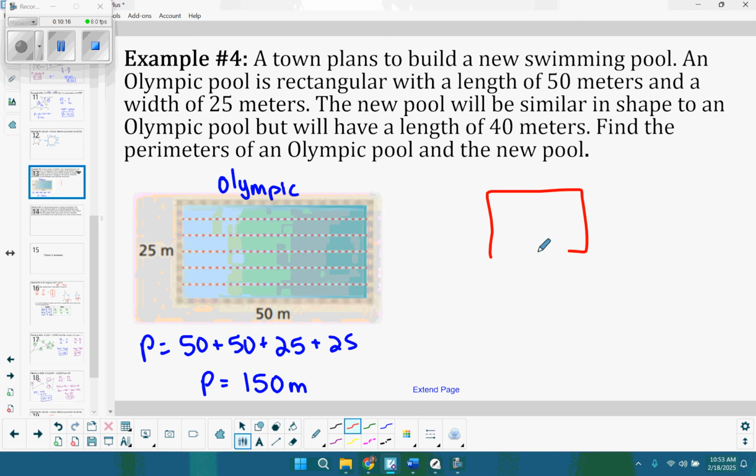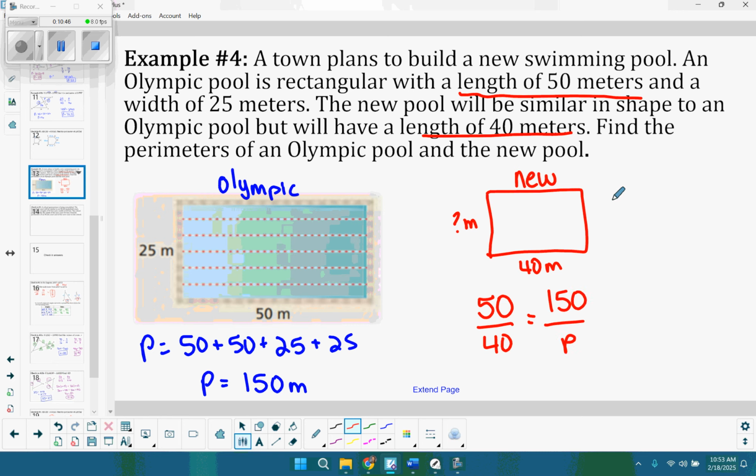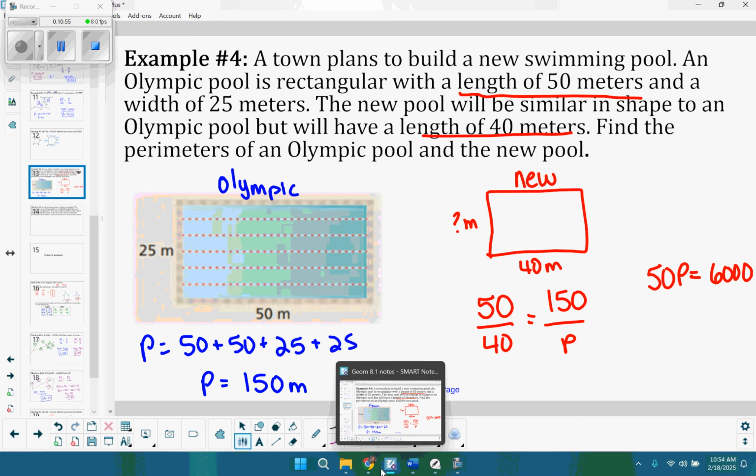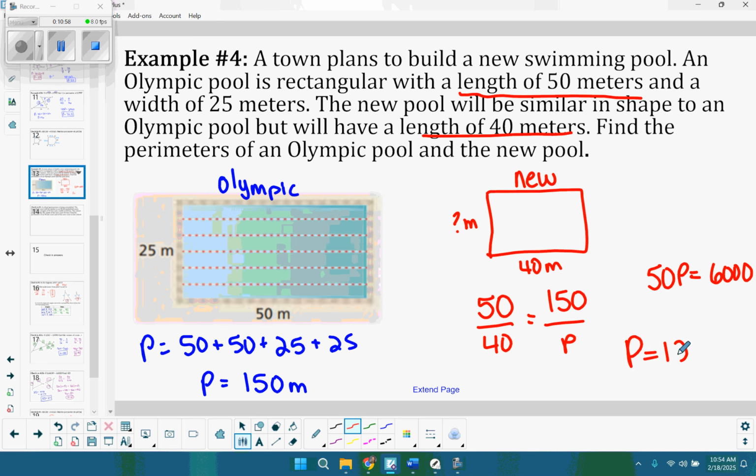Our new pool will have a length of 40 meters. So they said the length was 50 before, and now the length is 40. So if the bottom here was 50, the bottom here will be 40. It doesn't matter what the other dimension is. We know if I compare one shape to the other, 50 to 40, I can compare one perimeter to the other, so 150 to P. So cross multiplying, we're going to have 50P equals 40 times 150, which is 6,000. So dividing by 50, this perimeter would be 120 meters.